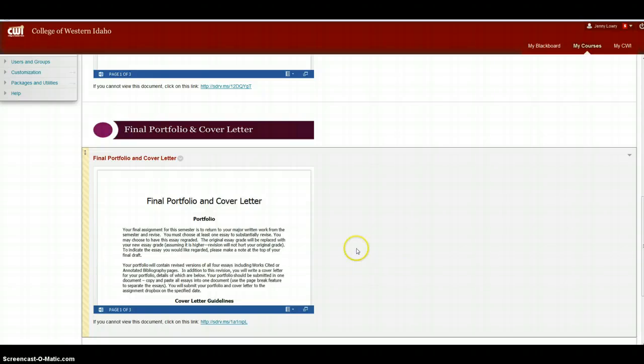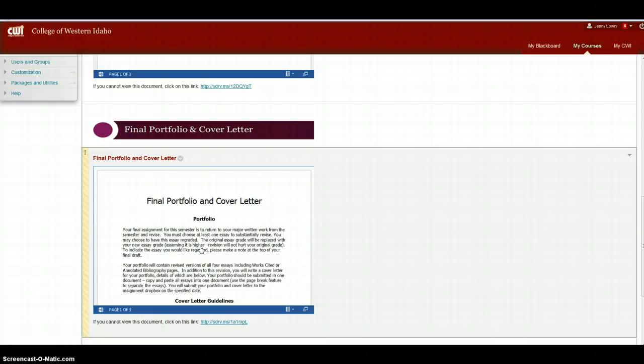Also introducing your portfolio and cover letter this week. So basically for the portfolio, you are going to finalize every essay you've done this semester. So out of the 4 essays, you're going to revise them and include the comments that I made or clean up grammatical errors or whatever it is that you need to do to revise. You also need to choose at least one of those 4 essays to substantially revise. So some major revision, not just grammar errors.